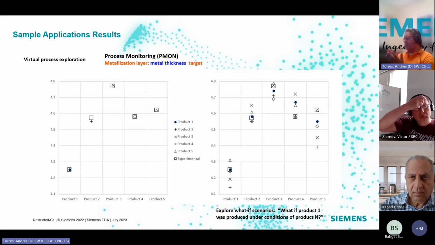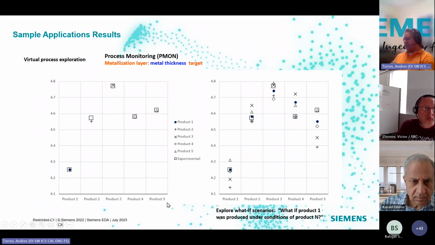Virtual process exploration. What does that mean? In this particular graph, we are basically saying, well, we have some sort of target. We have multiple products. This is during the training of the model, so this is experimental. The little square is an experimental value. These are across multiple products. We know that every product is going to have a slightly different response to the process, a specific characteristic to the process. In this particular case, it was a metal thickness for the target.